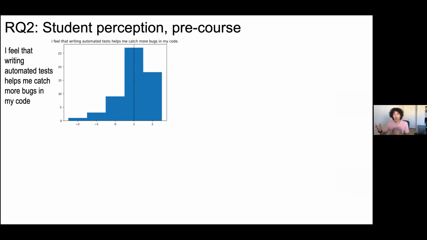So there's a statement written at the top, and students are asked whether or not they agree or disagree with this statement. And the scale goes from strongly disagree, which is a -2, all the way to strongly agree, which is a 2. 0 stands for neither agree nor disagree.